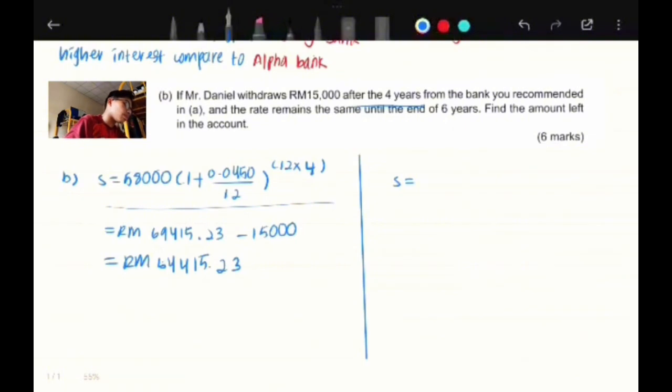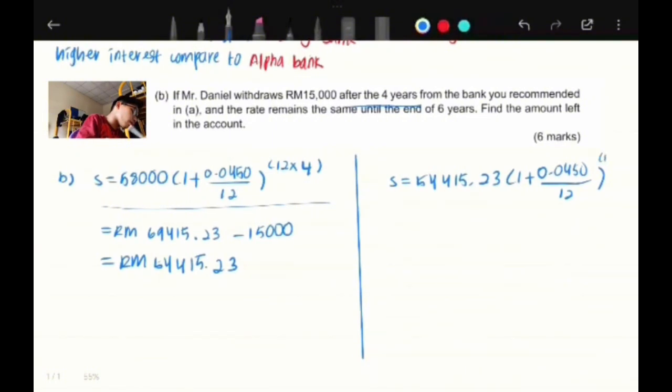So we just substitute S equals 54,415 ringgit 23 cents, times 1 plus 0.0450 divided by 12, to the power of 12 times 2. So the answer you will get is 5,929 ringgit 72 cents. This is the amount that is left in the account. That's all from me. Bye bye.